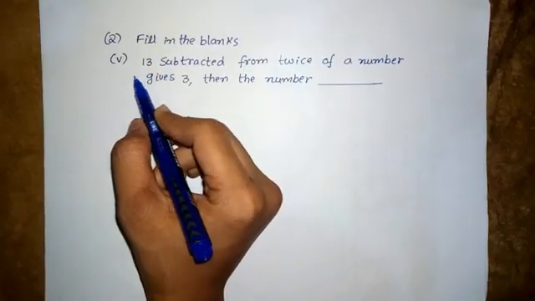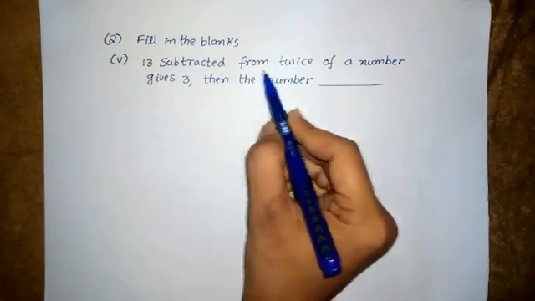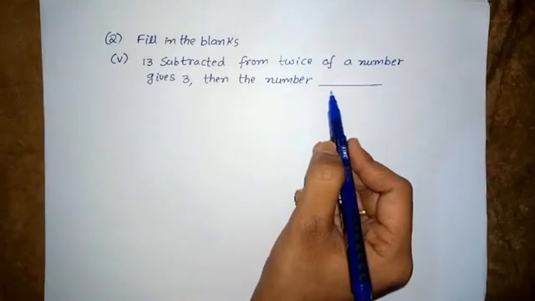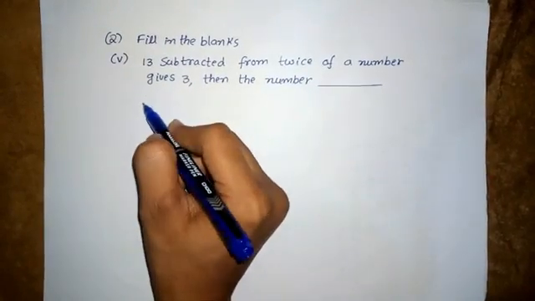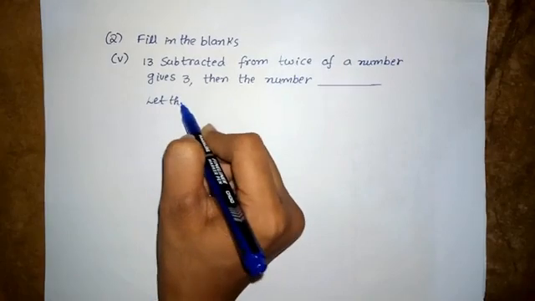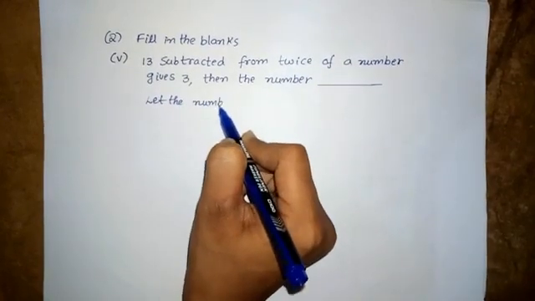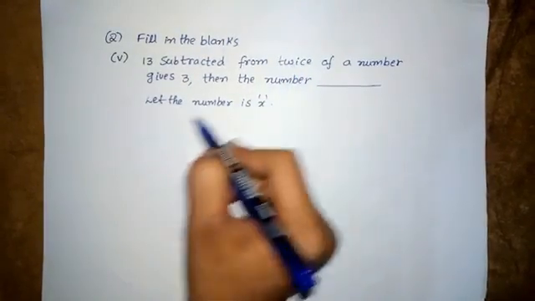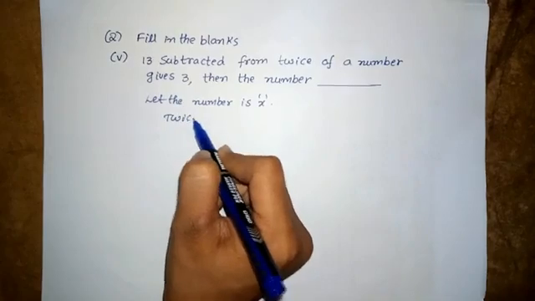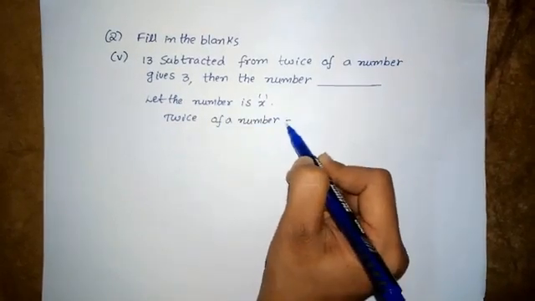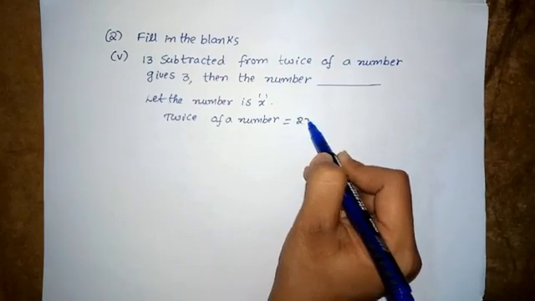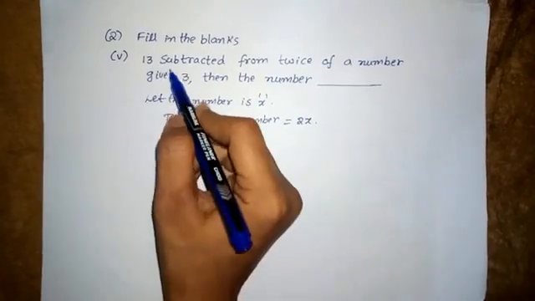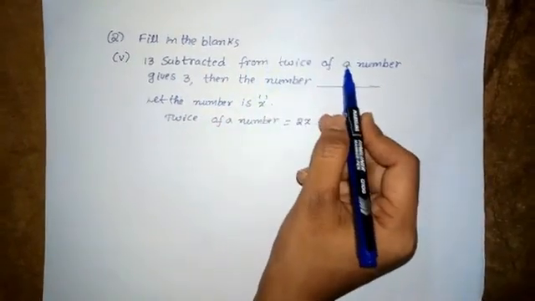Next problem, second Roman, fifth one. 13 subtracted from twice a number gives 3. Then the number is dash. So first, let the number be x. Twice a number is nothing but 2 times the number. So that is 2 into x, 2x. In the problem it is given: 13 subtracted from twice a number gives 3.